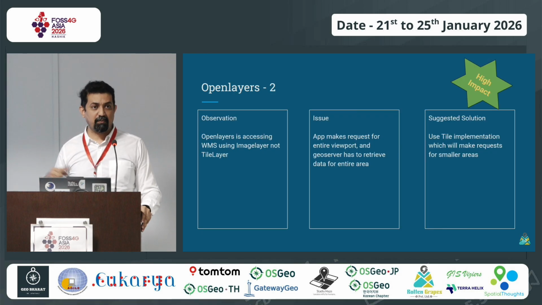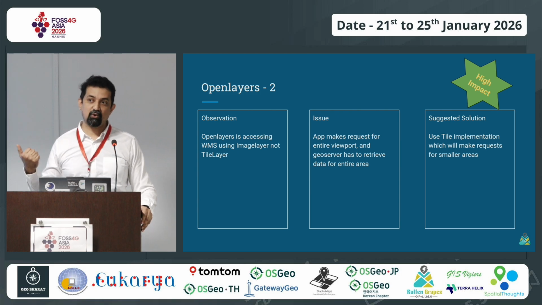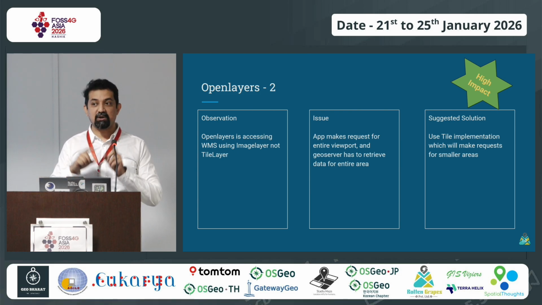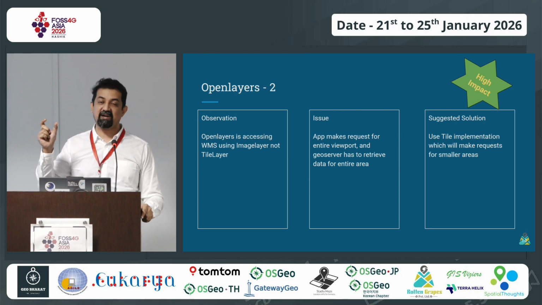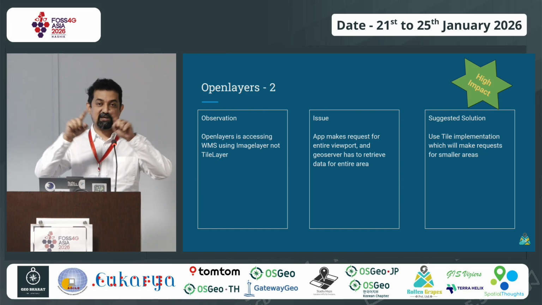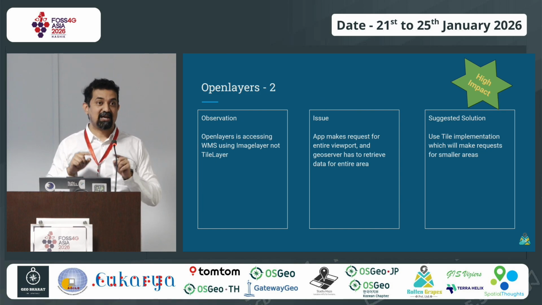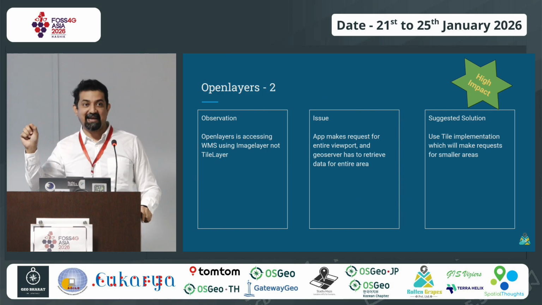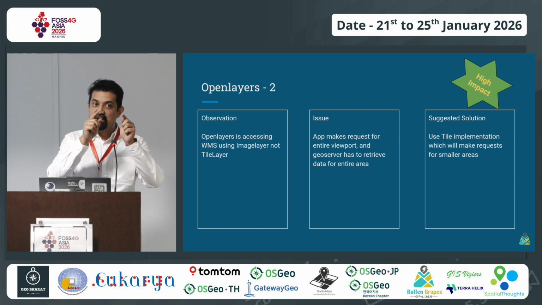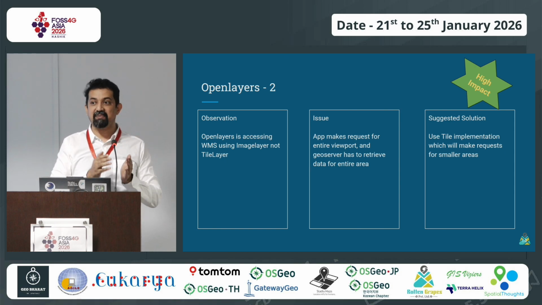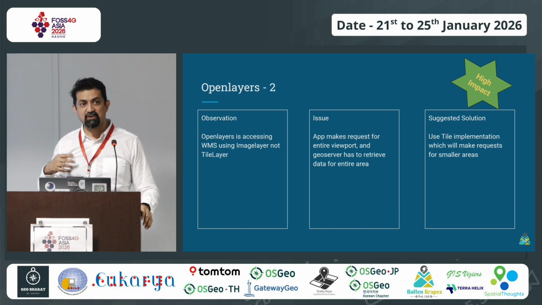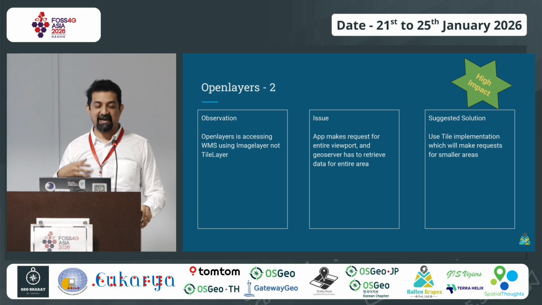Then coming to OpenLayers, the second thing we found, which again had a big, high impact on the slowness of the app, was that they were not requesting tiles, or small areas. They were requesting the whole viewport. This is a problem because if you pan slightly, instead of just the new area of the map being called from the server, the entire viewport was being called. So using tiles would definitely improve their application, even if you did not enable caching.